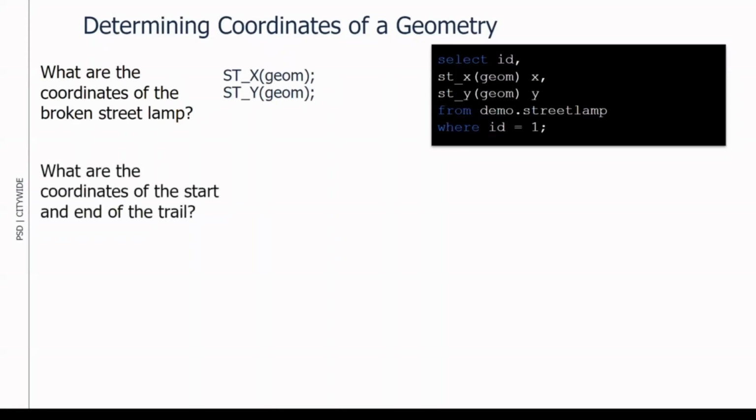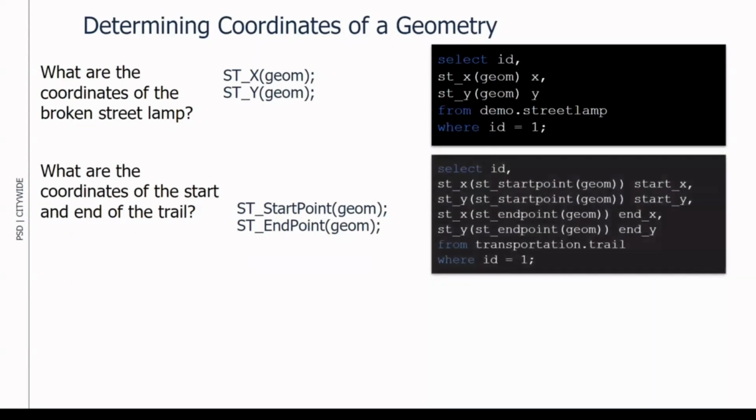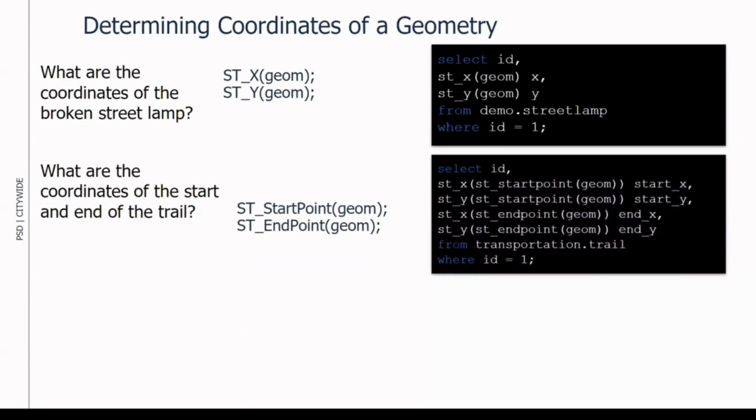So what are the coordinates of the start and end of the trail? There's some neat functions like ST_StartPoint and ST_EndPoint. Both take the geometry, and you can get the coordinates for the start and the end of a line segment. And the statement would look something like this, where you're going to use ST_X and ST_Y. You're going to use also ST_StartPoint and ST_EndPoint to get these coordinates.